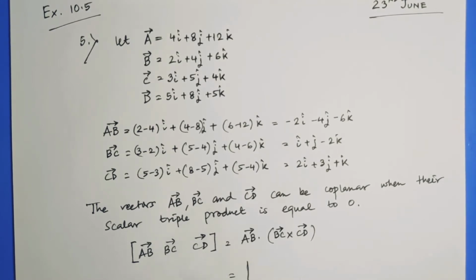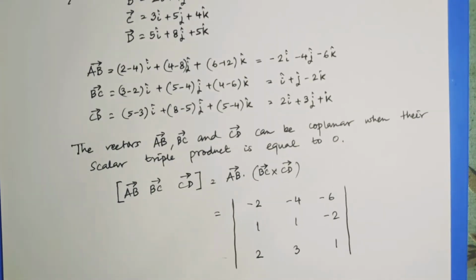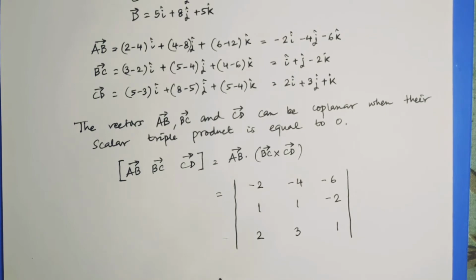Now what are the components of AB? The components of AB are minus 2, minus 4, minus 6. The components of BC are 1, 1, minus 2. The components of CD are 2, 3, 1. Clear? Now let us expand. All the components we have written in here. So let's expand along row 1 only.